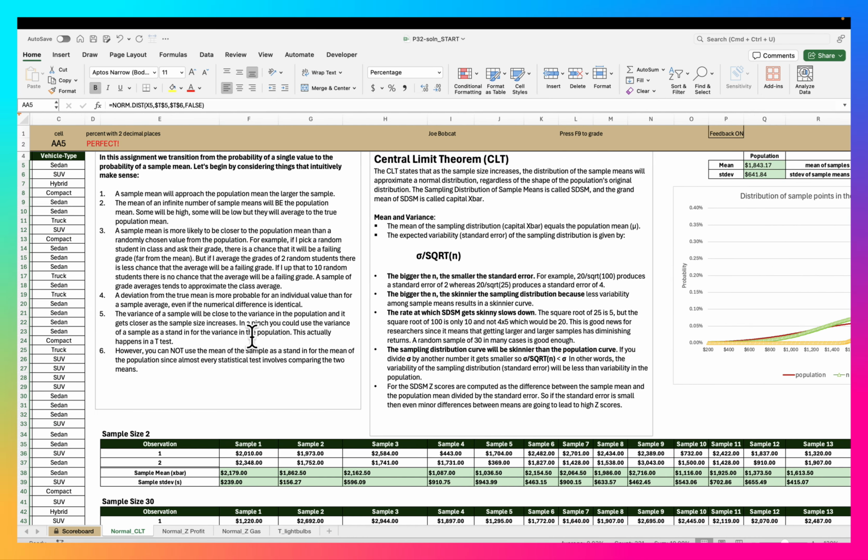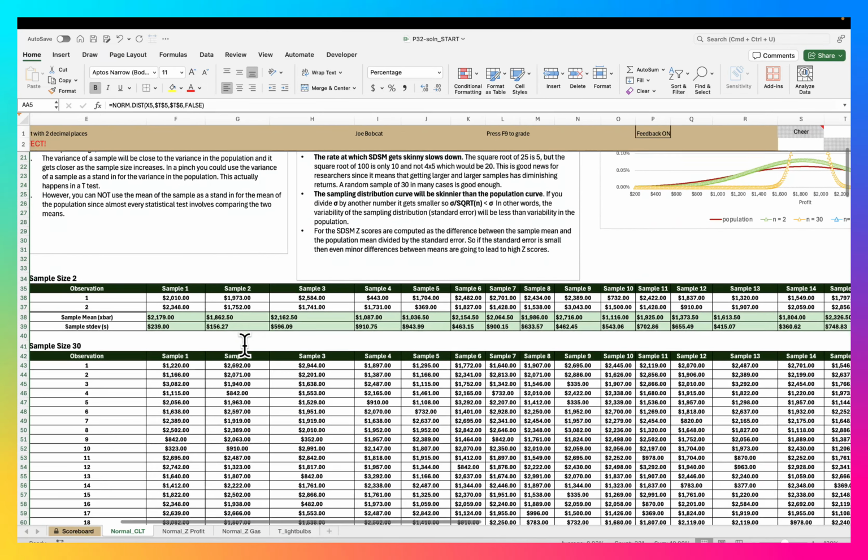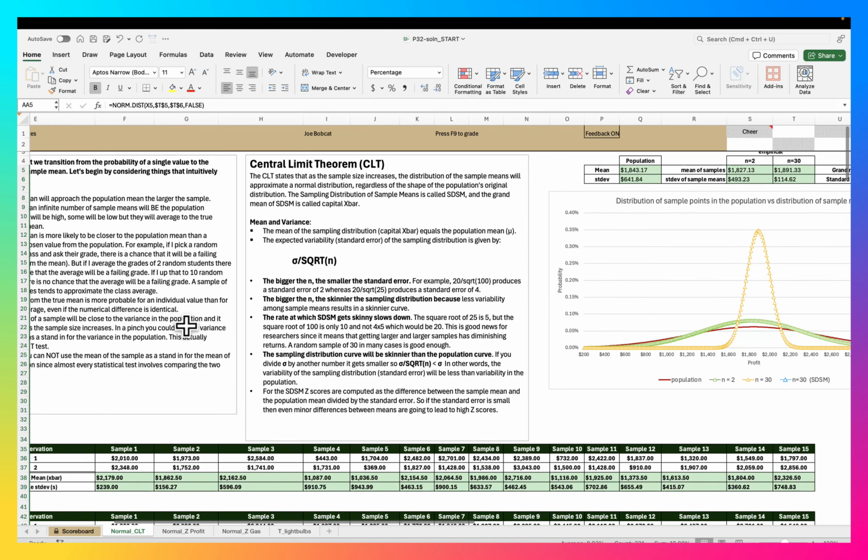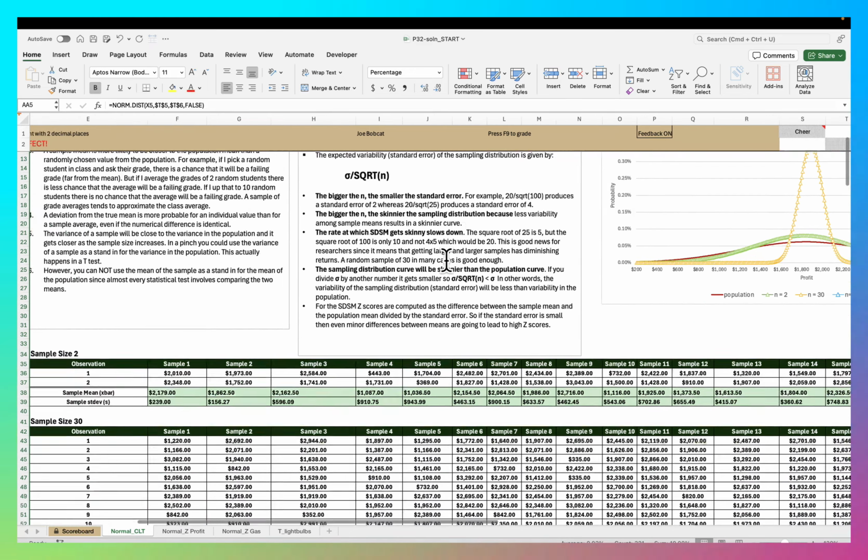Okay, the variance of a sample will be closer to the variance in the population, and it gets closer as the sample size increases. In a pinch, you could use the variance of a sample as a stand-in for the variance in the population, and this actually happens in a t-test. The reason that we did this sample standard deviation line here was to make this point. So you can see in sample size, remember, we know that the actual population variance or standard deviation is 1843.